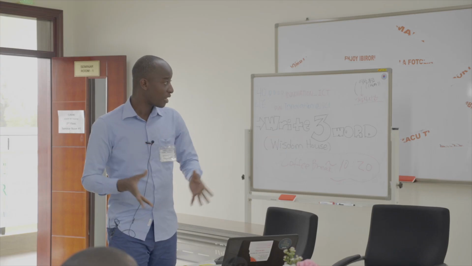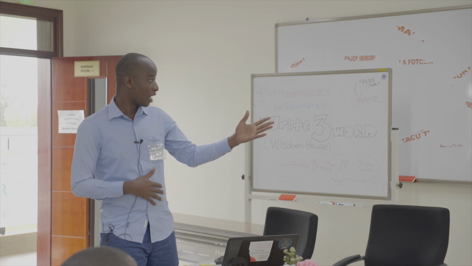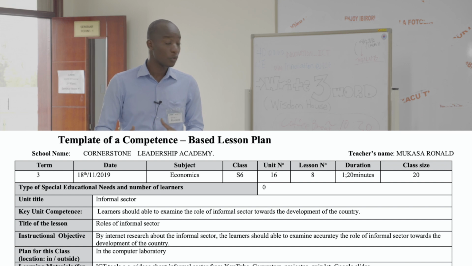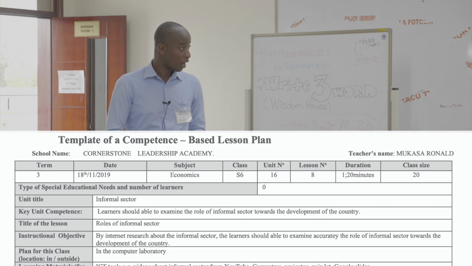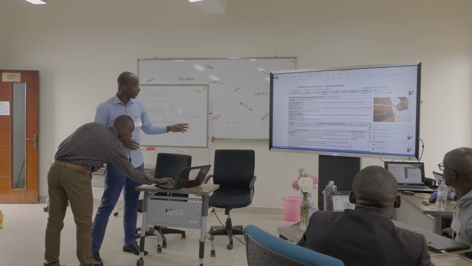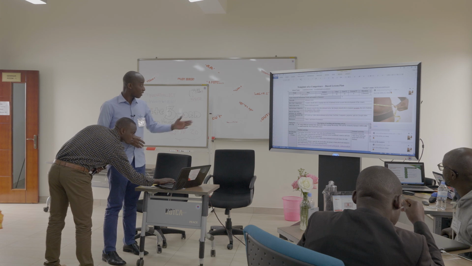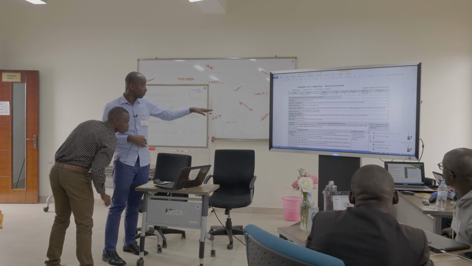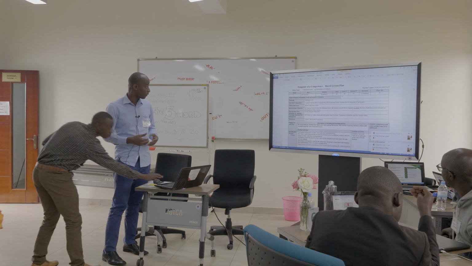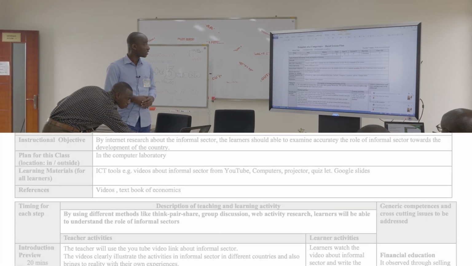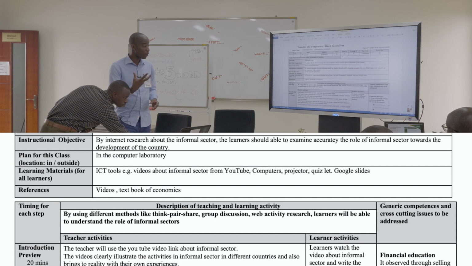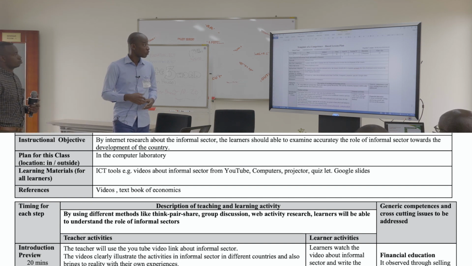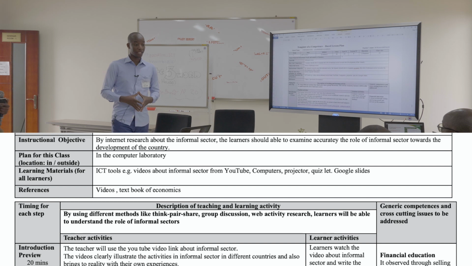So after understanding that, our major role for the learner is to understand the roles of the informal sector. So using the 4Ds, going straight away to teachers' activities. Let me first mention the major objective, or the key competence: the learners should be able to examine the informal sector towards development. What are the roles of the informal sector towards the development of the country? Because they are also important.